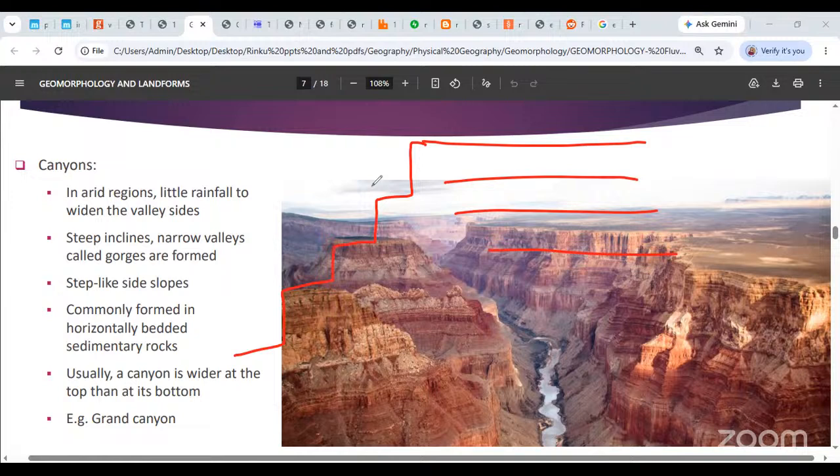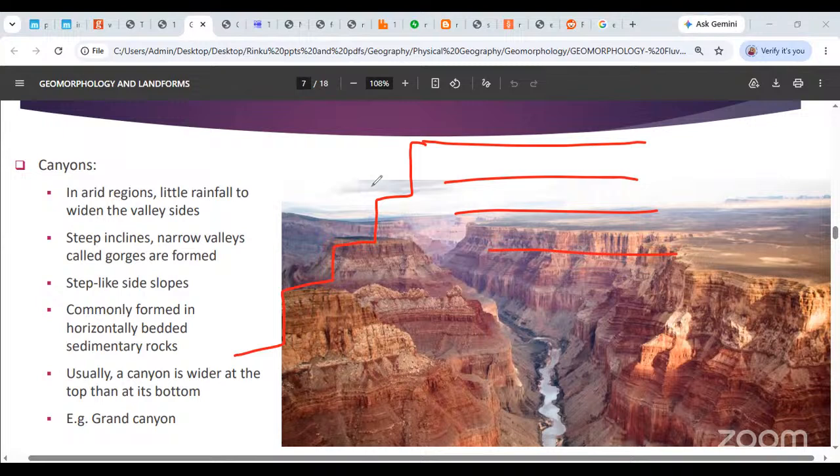ओके, this has to be made with horizontally bedded sedimentary rocks, तब जाके आपको ये effect मिलेगा. ये अगर vertically bedded sedimentary rocks होंगे तो आपको अंदर बाहर ऐसा मिलेगा. ओके, so we are not looking for that, we are looking for ऊपर से नीचे तक step-like structure. So these rocks have to be horizontally bedded. Okay, horizontally bedded sedimentary rocks के साथ होगा. Usually you get steep inclines, steep ही होता है, gentle inclines नहीं है यहाँ पे. Narrow valleys होते हैं and इस तरह के canyons बनते हैं. Canyon is usually wider at the top than it is at the bottom.